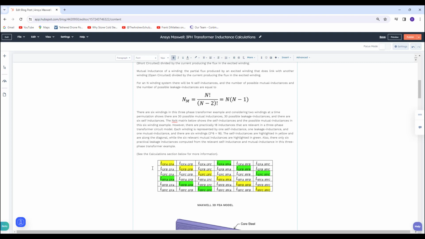This 6x6 matrix shows the self-inductances along the diagonal, and all other inductances are the mutual inductances. Again, there are also 30 leakage inductances not shown in this matrix, but in general, for a 3-phase transformer with 6 windings, there are a total of 18 relevant inductances, which include the 6 self-inductances, the 6 mutual inductances, and the 6 leakage inductances, where the leakage inductances can be transferred from one side to the other using turn ratio relationships.